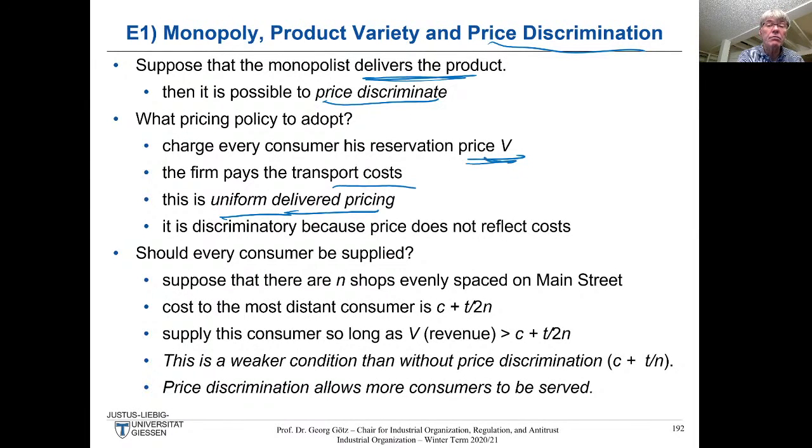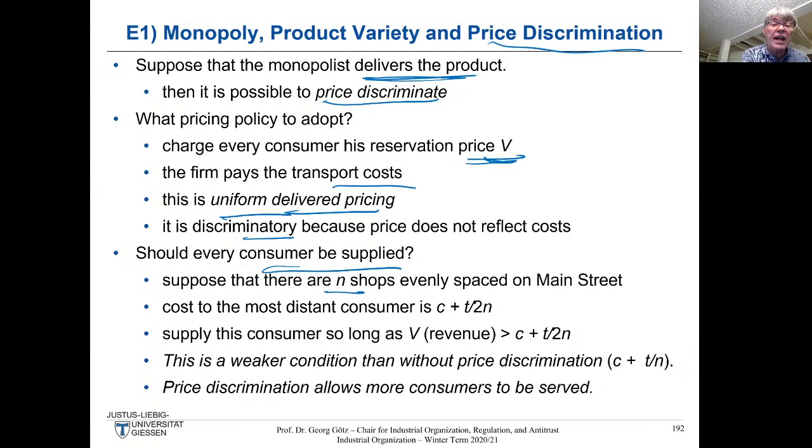Everyone pays the V. Of course this would be discriminatory, because if you're located at the edge of the market, you have to pay the same as if you're located exactly at the position of a firm. And therefore you really perfectly price discriminate, because you extract all consumer surplus. First-degree price discrimination.